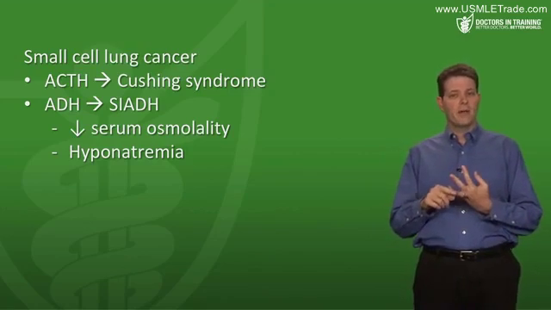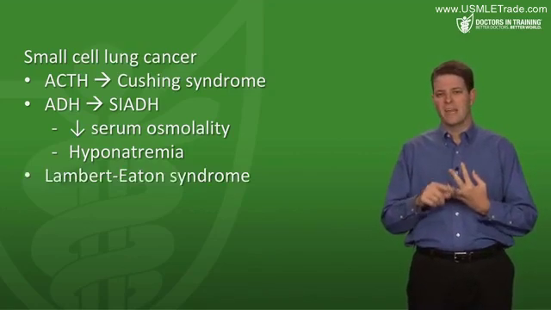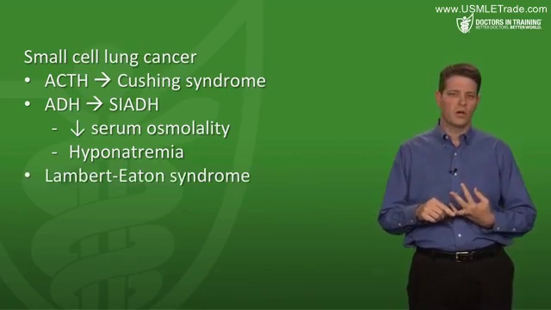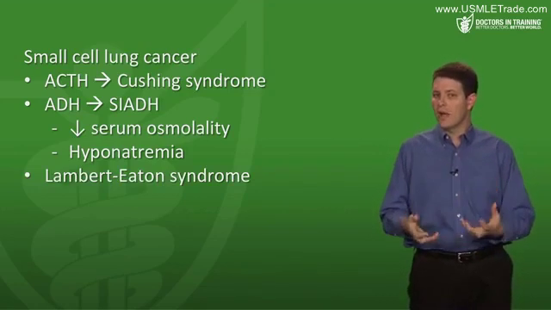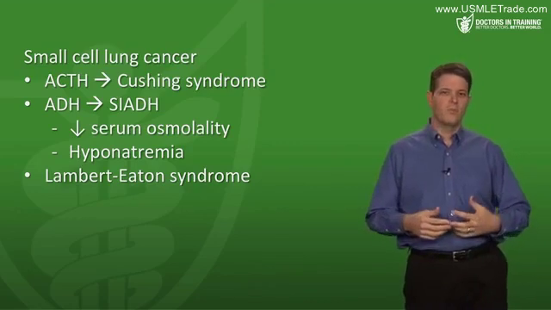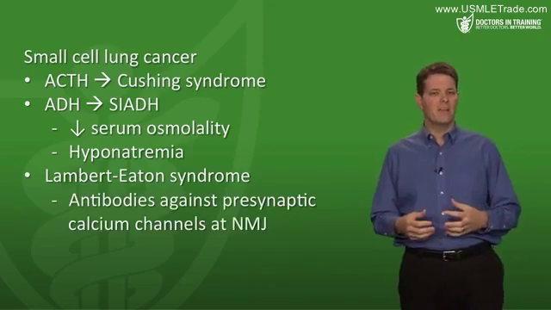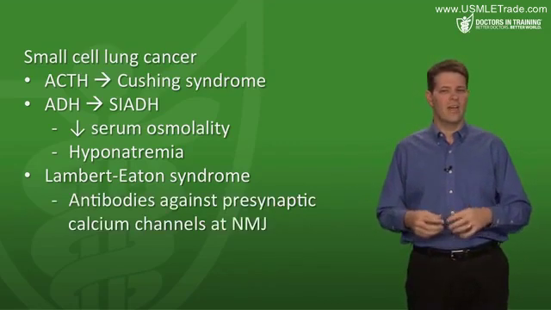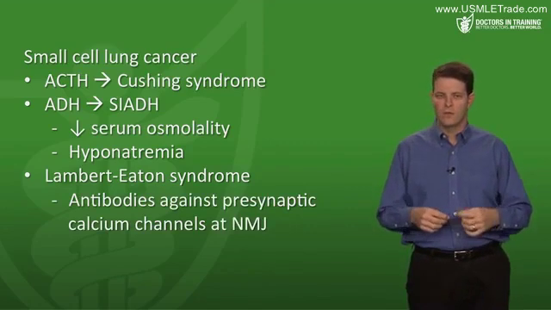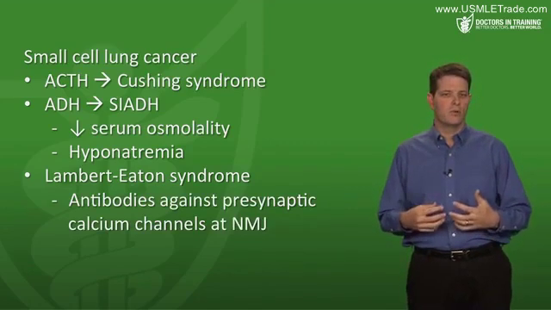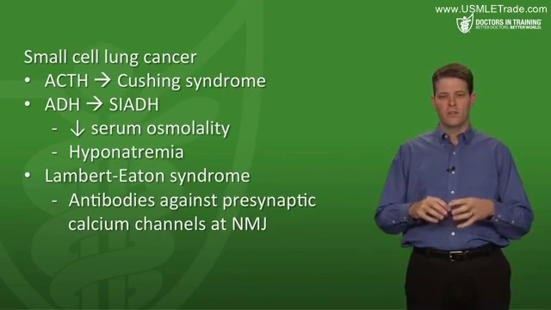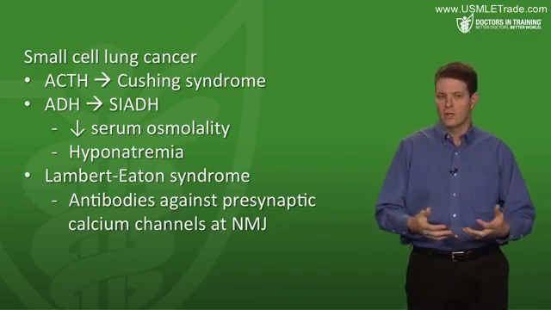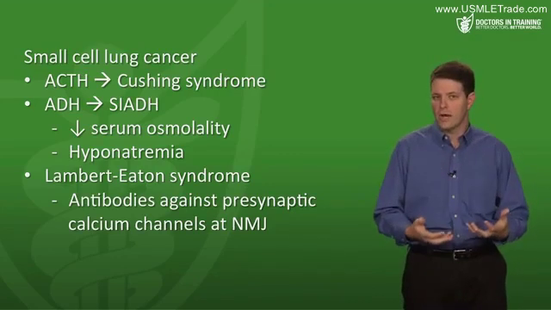Then a third paraneoplastic effect from small cell lung cancer is Lambert-Eaton syndrome. Sometimes it's called the Lambert-Eaton myasthenic syndrome because it looks a lot like myasthenia gravis clinically. It's a syndrome of muscle weakness, and it's caused by antibodies against presynaptic calcium channels at the neuromuscular junction. So the tumor induces the immune system to produce antibodies that attack these calcium channels on the presynaptic nerve terminals so that they can't release neurotransmitter, and therefore you don't generate a muscle contraction.